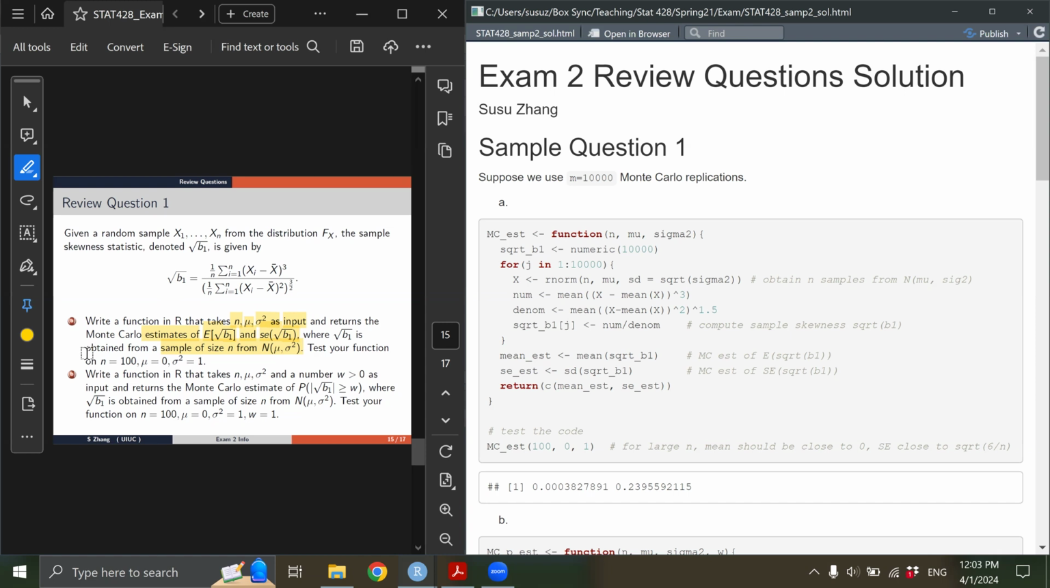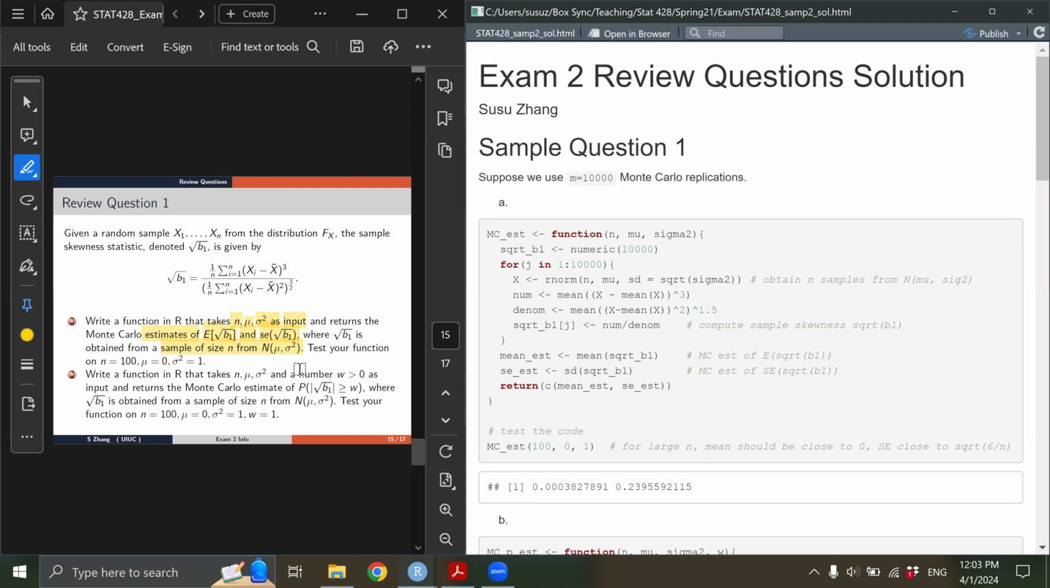In part A, you are asked to write a function in R that takes three things as inputs: your sample size n, mu, and sigma squared. Essentially, n is the number of samples of x you get, and mu and sigma squared are the mean and population variance for the distribution of your x. So you know that x follows a normal distribution with a mean of mu and a population variance of sigma squared.